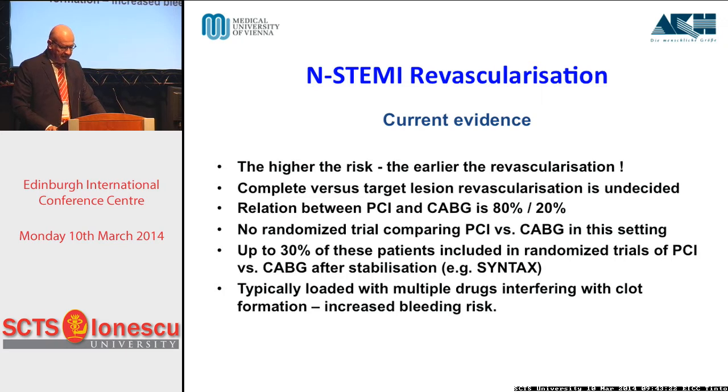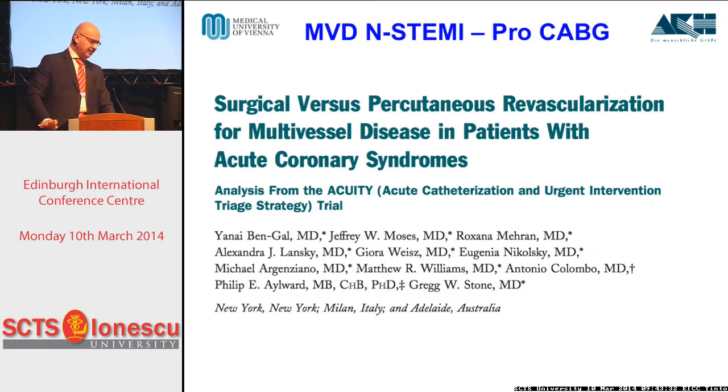And for the surgeon, it's important to know that typically these patients are loaded with multiple drugs interfering with clot formation. So we are facing certainly an increased risk of bleeding, and we need to face an increased attempt to substitute platelet function and give coagulation factors in this situation.